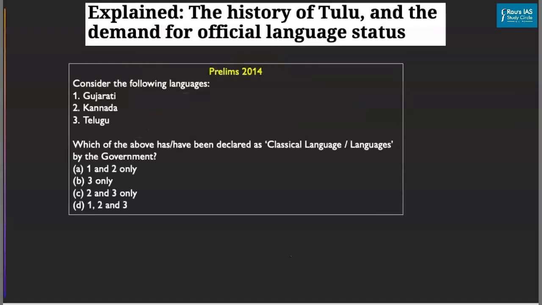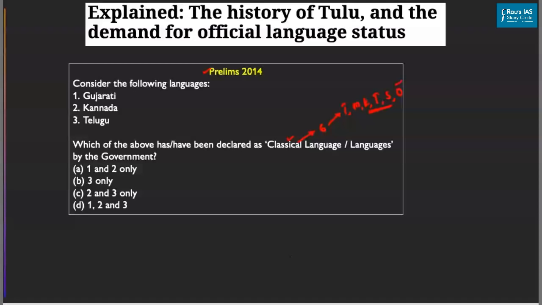As you can see, in prelims 2014, already a question has been asked as to which of these languages have been declared as the classical languages by the Indian government. Presently, the Indian government has declared 6 languages as classical languages. These languages include Tamil, Malayalam, Kannada, Telugu, Sanskrit and Odia. Odia is the latest entry to the list of the classical languages.